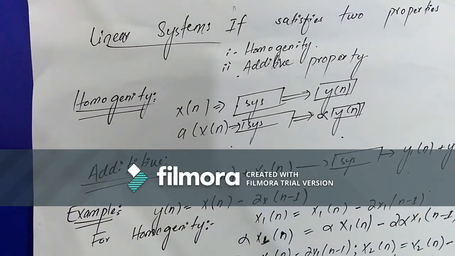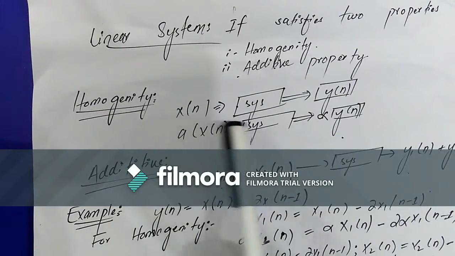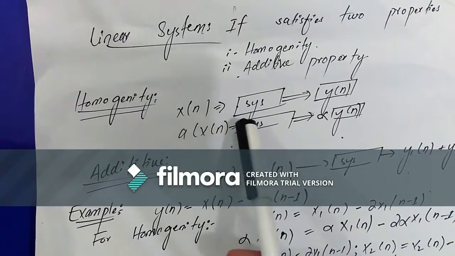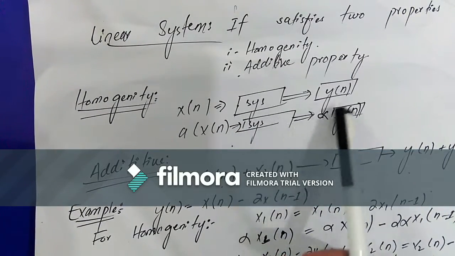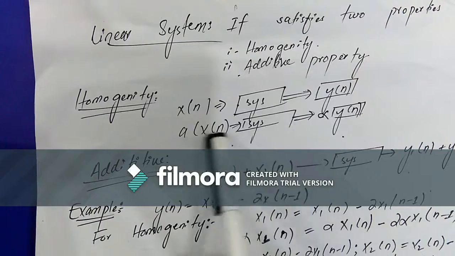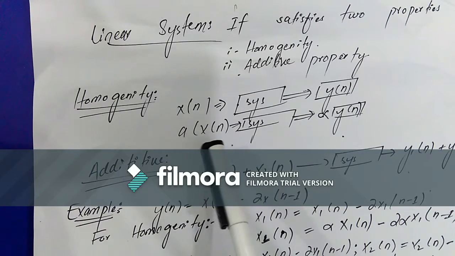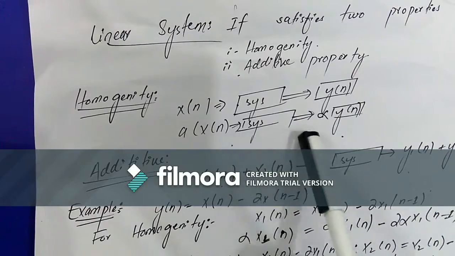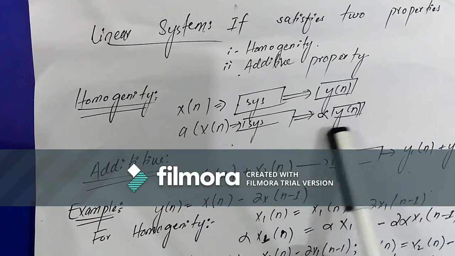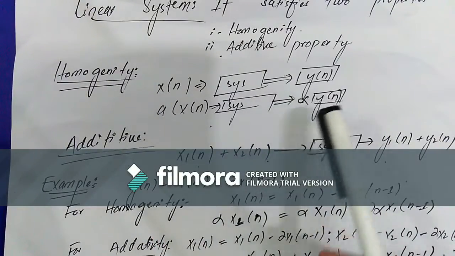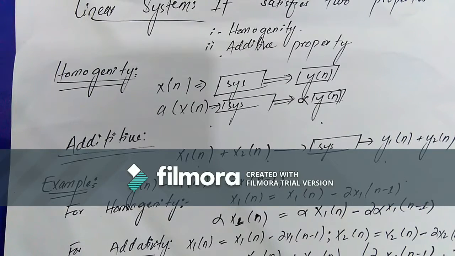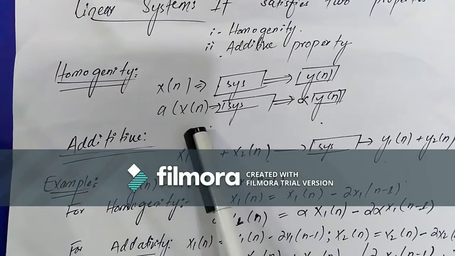We could describe homogeneity as follows: when a function x of n goes into a system, it turns out to be y of n. Now suppose we add another factor alpha, or a, into x of n, and the system returns alpha times y of n. Then this system would be called a homogeneous system, because it has no impact on the system except that it has multiplied the constant that we have multiplied with the input value.